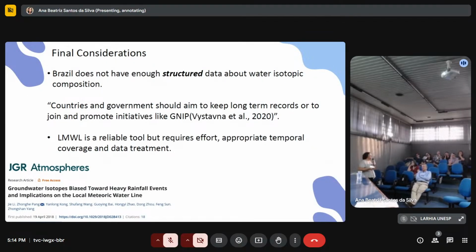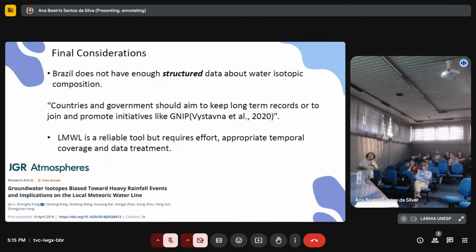So the final consideration is that we don't have enough structured data available for all of us to work together. We need more data. There is this call that countries and governments should aim to keep long-term records, and to join and promote initiatives like GNIP to host these data. I think we could also think about having these hosted by a Brazilian group or something similar. It will stay longer than all of us, and it should stay longer than all of us.